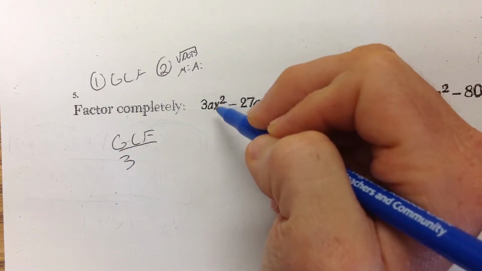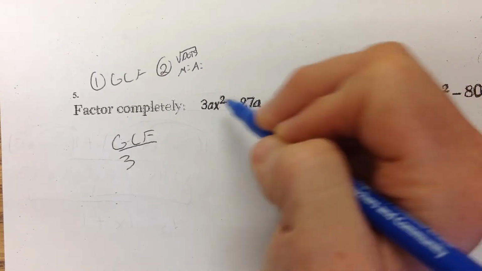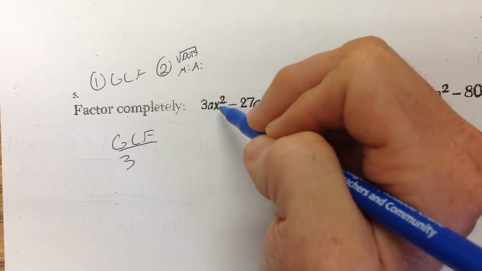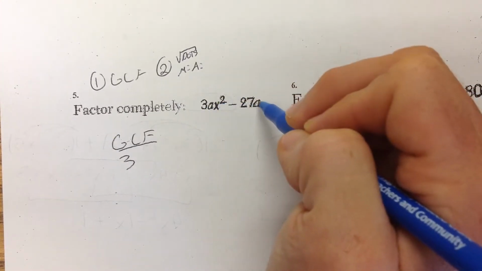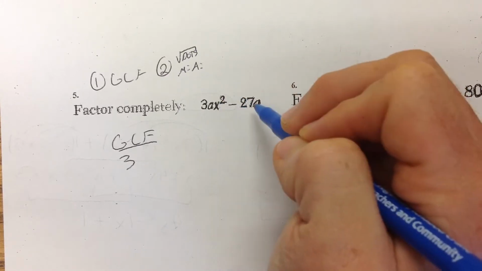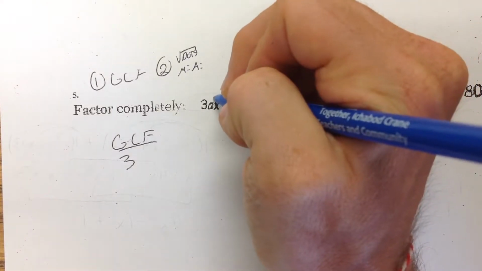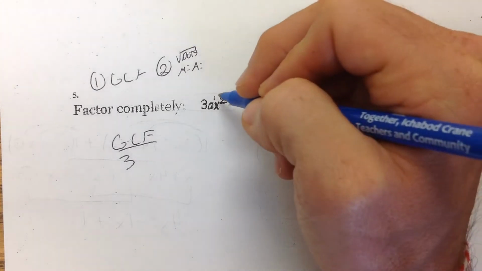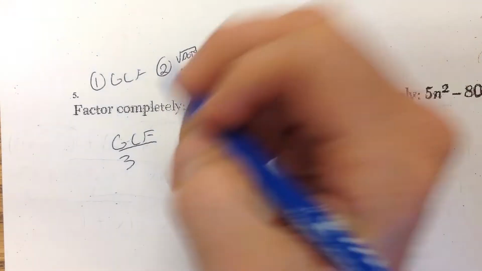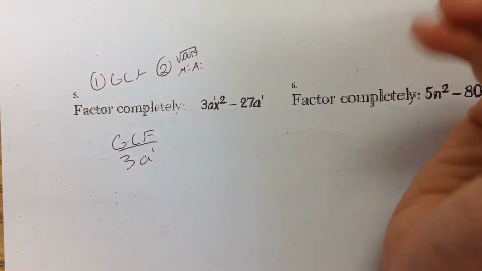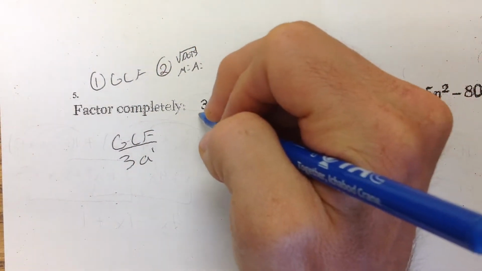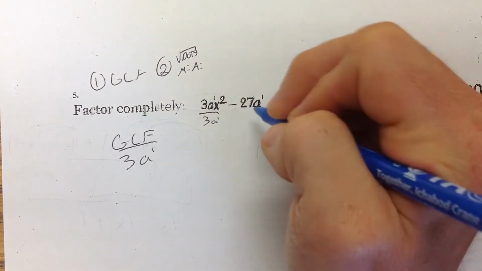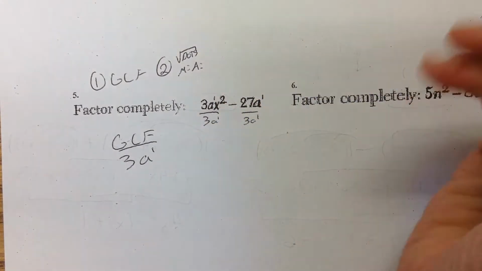Now, if we look at these, they both have an a, which means we're going to be able to take out an a. Only one of them has an x, so we're not going to be able to take out an x. But this one has an a to the first, this one has an a to the first. Normally we pick the smaller exponent, but because they're both a to the first, it doesn't really matter. So our GCF is 3a to the first. So 3a to the first, 3a to the first.